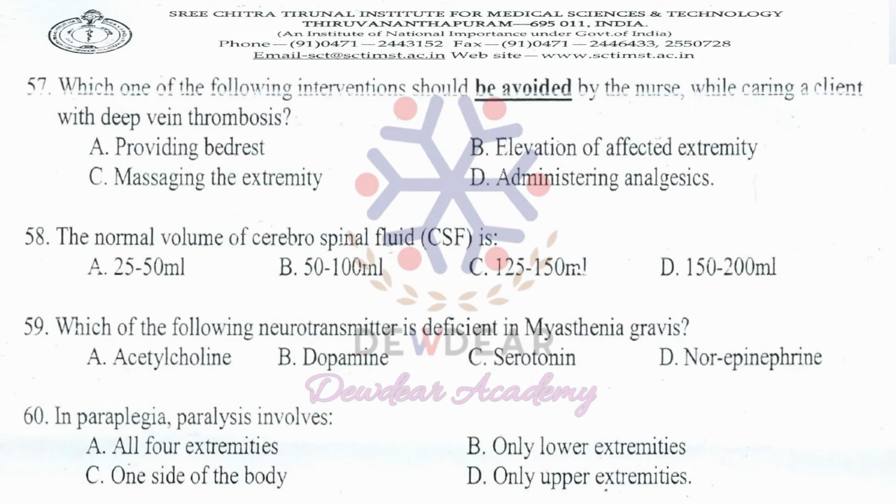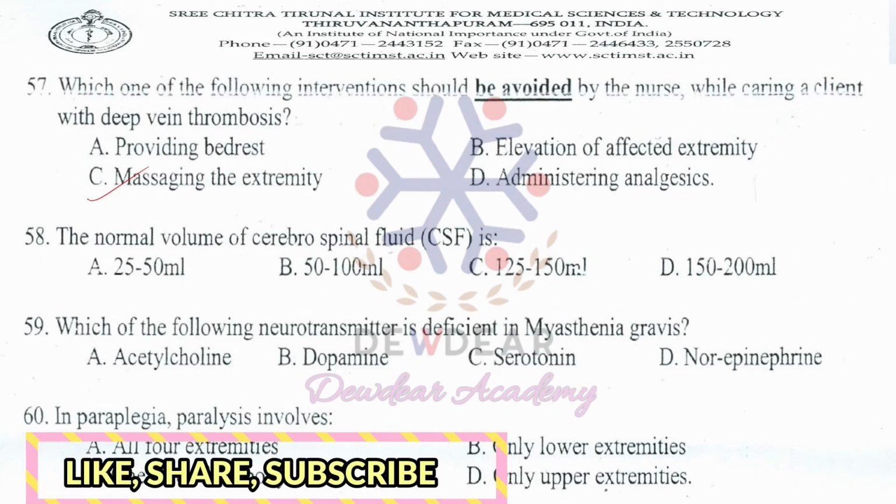Then question number 57. Which one of the following interventions should be avoided by the nurse while caring for a client with deep vein thrombosis? Options are providing bed rest, elevation of the affected extremity, massaging the extremity, administering analgesics. So which intervention has to be avoided by the nurse in case of deep vein thrombosis? The answer is massaging the extremity. Option C is the answer. Massaging the extremity has to be avoided by the nurse when caring for a patient with deep vein thrombosis.